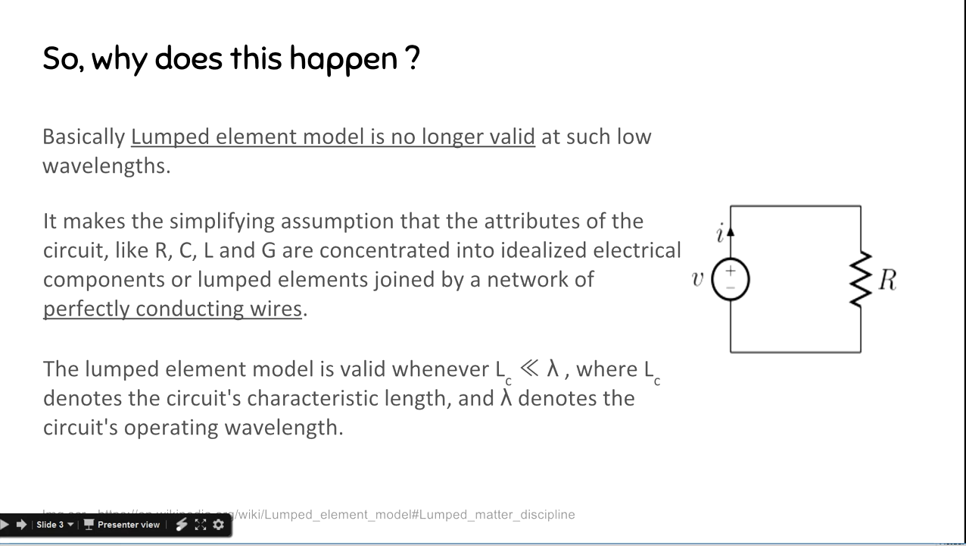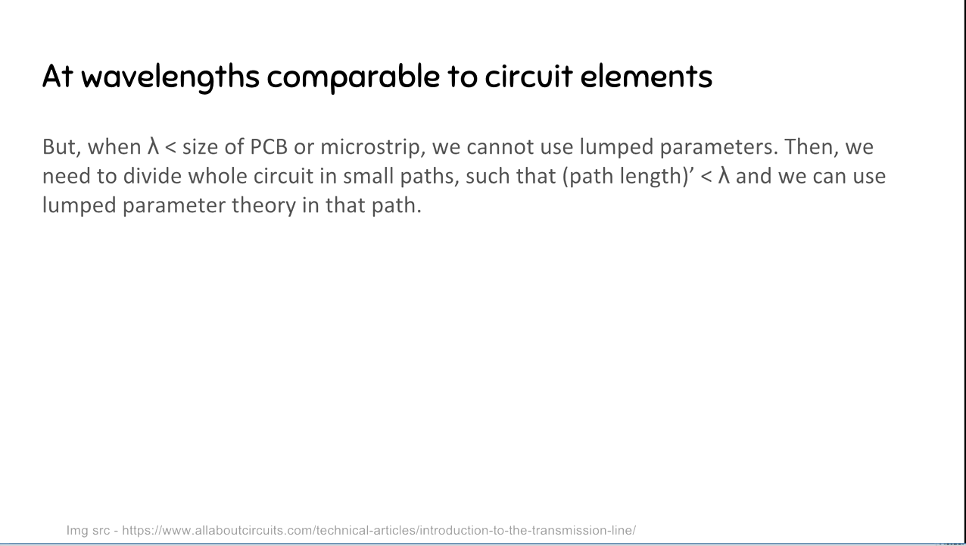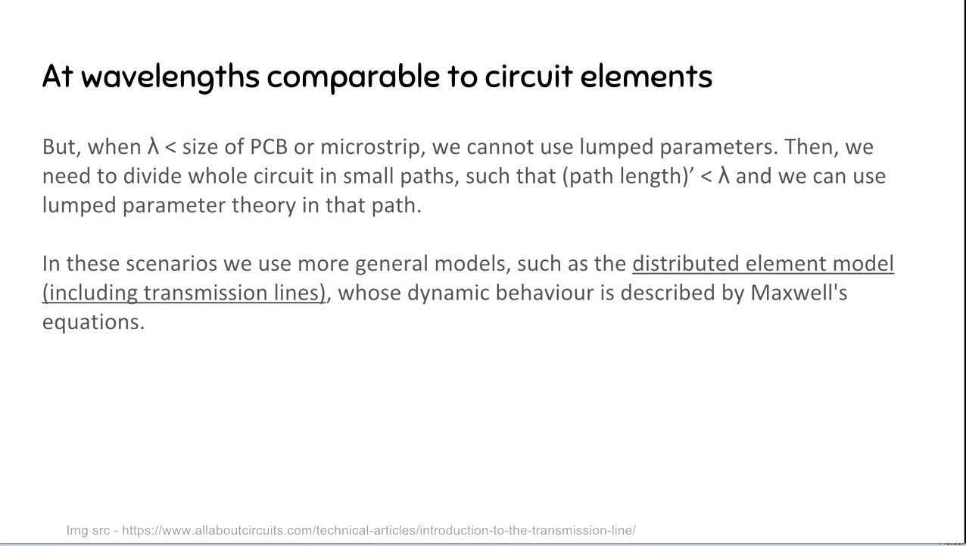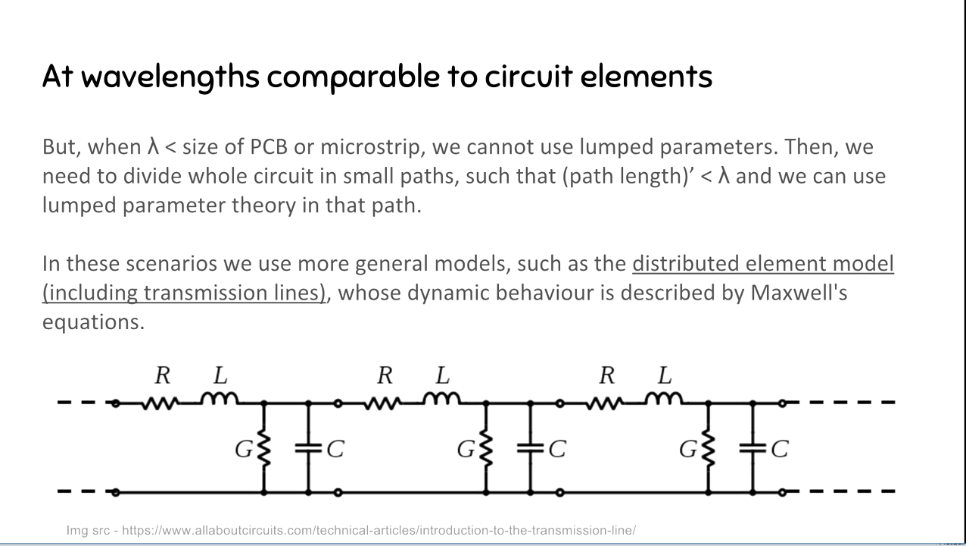The lumped element model is valid whenever L_C is much smaller than lambda, where L_C denotes the circuit's characteristic length and lambda denotes the circuit's operating wavelength. But when lambda is smaller than the size of the PCB or microstrip, we cannot use lumped parameters. Then we need to divide the whole circuit into small parts such that the new part length is smaller than lambda, and we can use lumped parameter theory in that part. In these scenarios, we use more general models such as the distributed element model, which includes transmission lines. These models' dynamic behavior is described by Maxwell's equations.